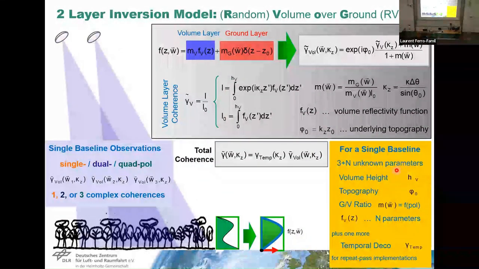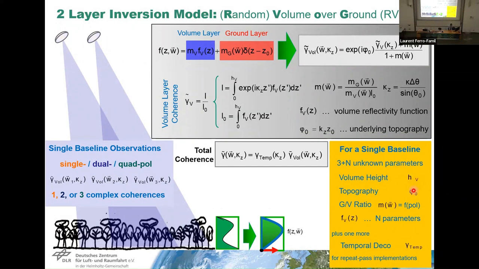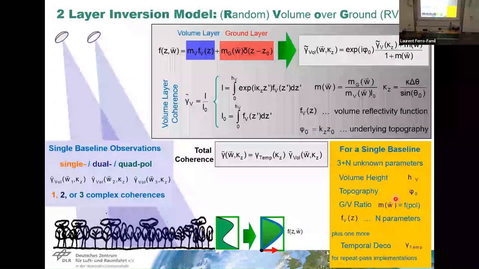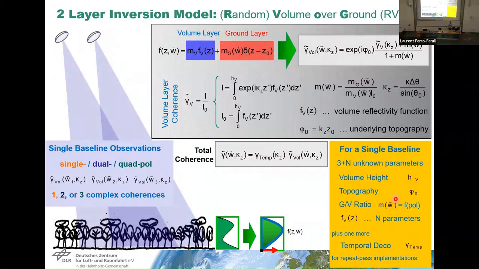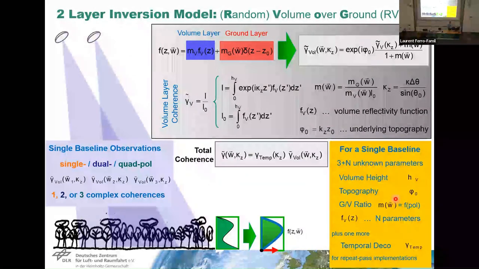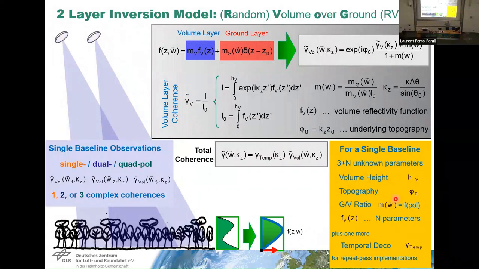So HV is the same for all the polarimetric channels. It's a physical parameter. It cannot change with polarimetry. The topography, the same, cannot change with polarimetry. So this is true. Ground to volume ratio, well, this actually changes with polarimetry. So if you are in a quad pol case, you have 3 polarimetric channels, you have, in this case, 3 ground to volume ratios. So you are at 5 unknowns.